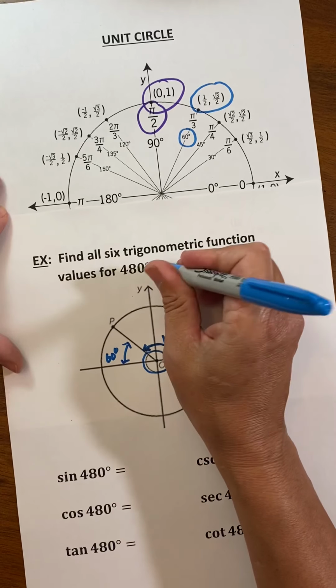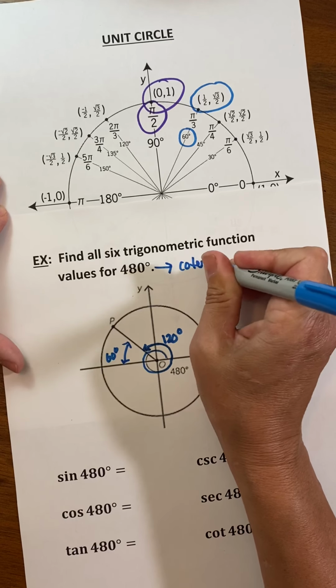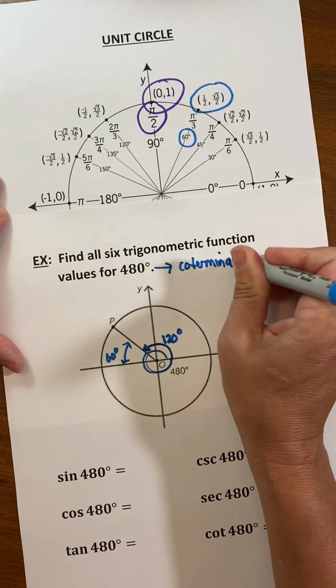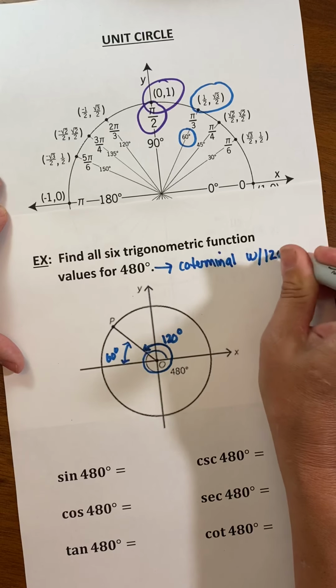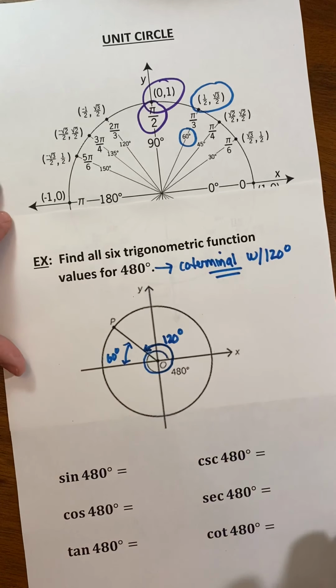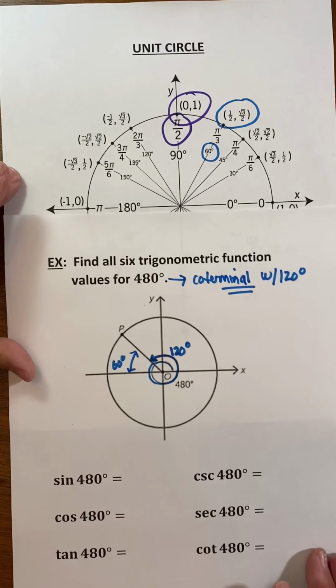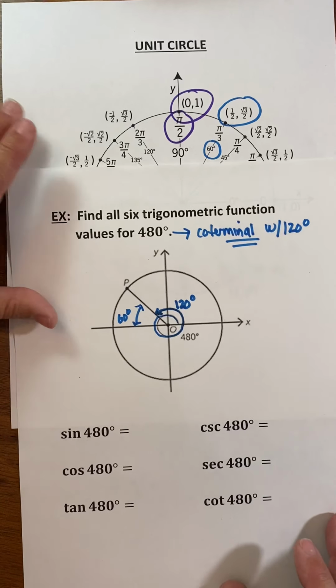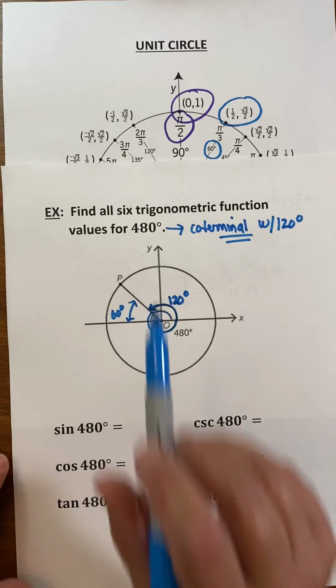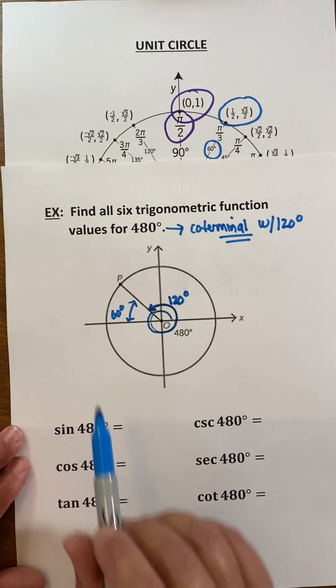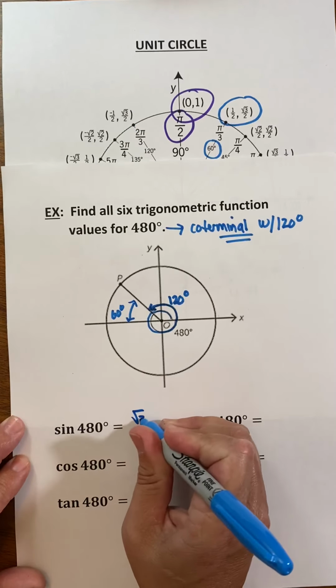So 480 degrees is coterminal. I should have said this instead. Let's add this. Coterminal with 120 degrees. And coterminal angles have the same 6 trig functions because they land in the same exact spot. So we're going to look at 120 degrees, and we're going to conclude that the sine of 480 degrees is the square root of 3 over 2.